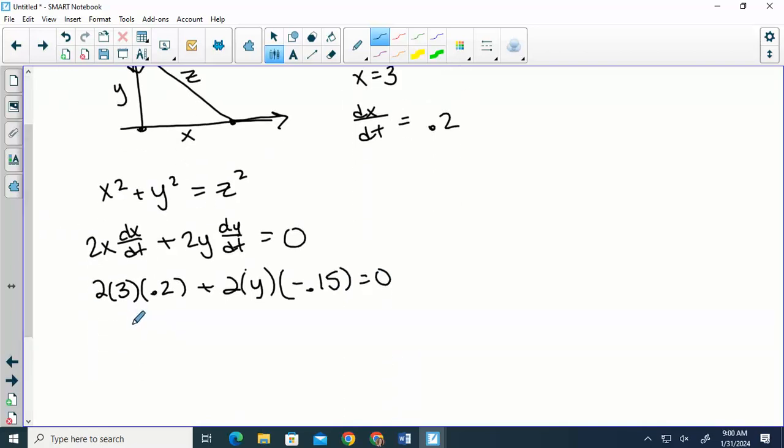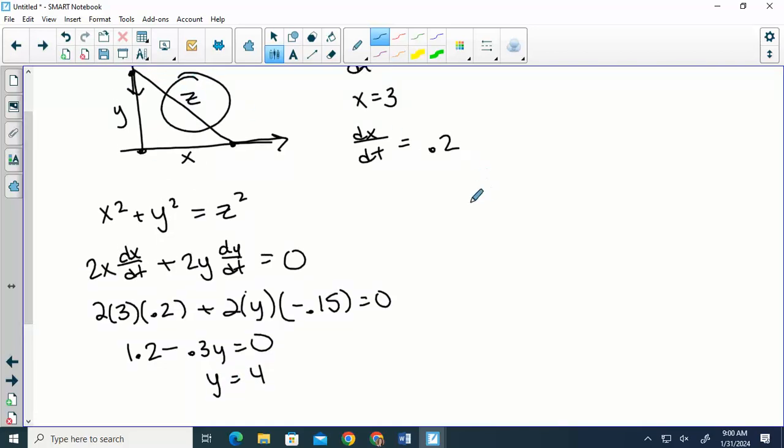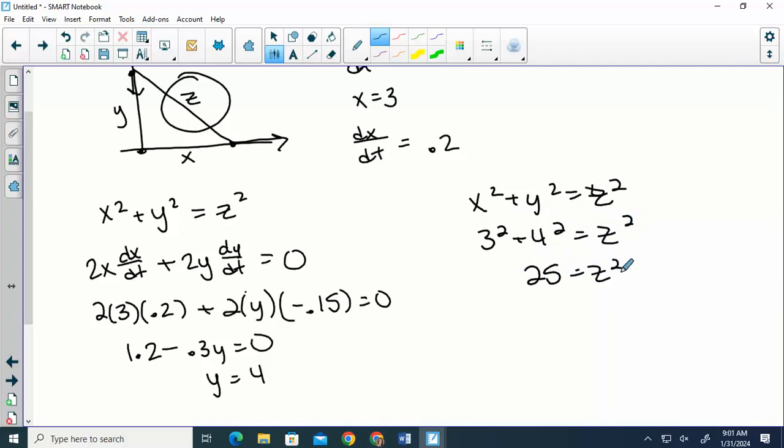Okay, so we get y equals 4. And now, I haven't answered the question. I wanted to know z, but we can go back. x squared plus y squared equals z squared. So 3 squared plus 4 squared equals z squared. So the ladder is going to be 5 meters long.